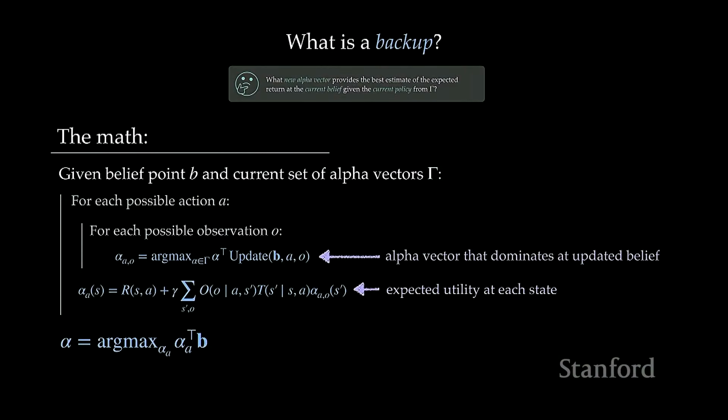And we're going to do this for every single action, so we'll get a new alpha vector for every single action, and then we just get to replace our old alpha vector with one new alpha vector. So we're going to pick the alpha vector for the action that dominates at that particular belief. Okay? So all of this math is saying, let's get a new alpha vector that better estimates the value function at the current belief, given the current policy that we have. Okay. Any questions there?